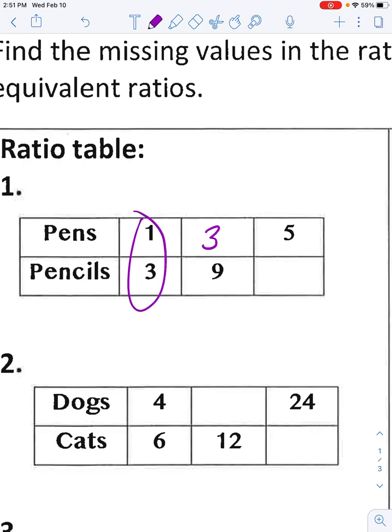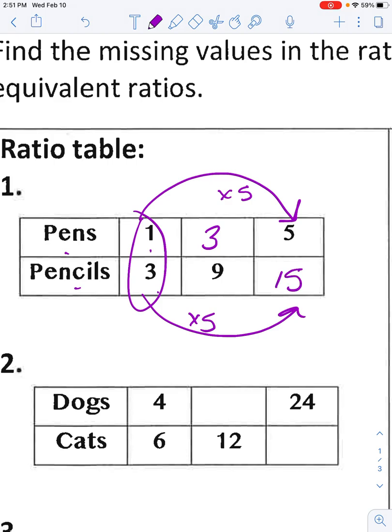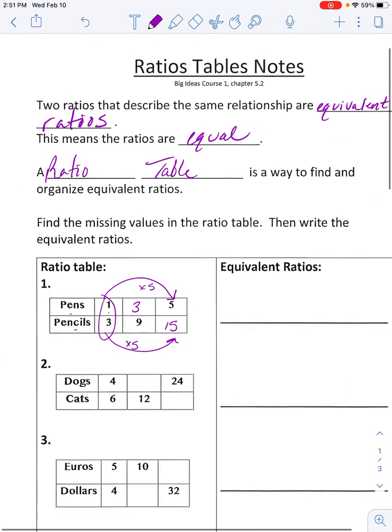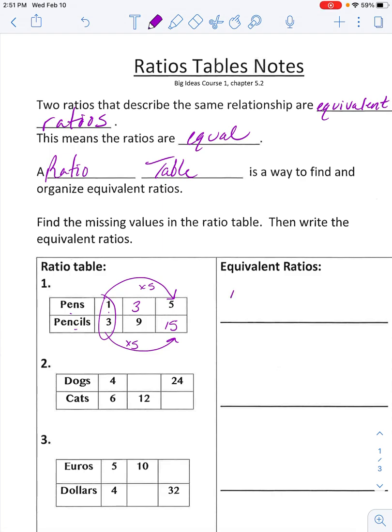Always go back to your original ratio, 1 pen to 3 pencils. How do I get from 1 to 5? Multiply by 5. So do the same down here. Multiply by 5. 3 times 5 is 15. Okay. Then we're going to write the equivalent ratios. 1 to 3 is equivalent to 3/9, which is also equivalent to 5/15. If you simplify all three of those, they're all going to simplify right back down to 1/3.